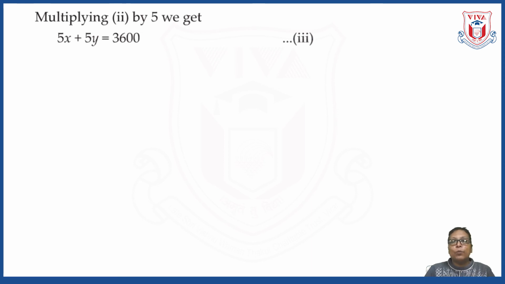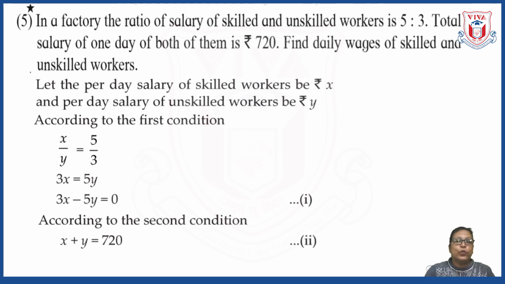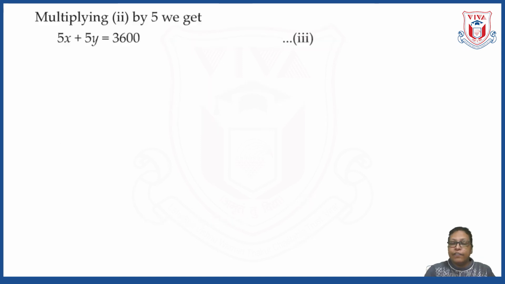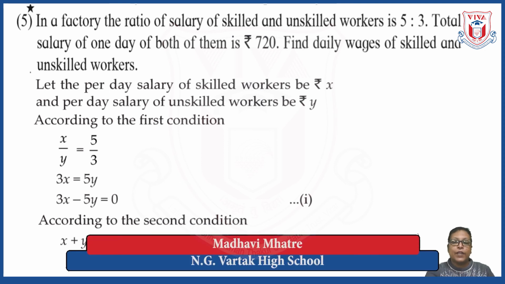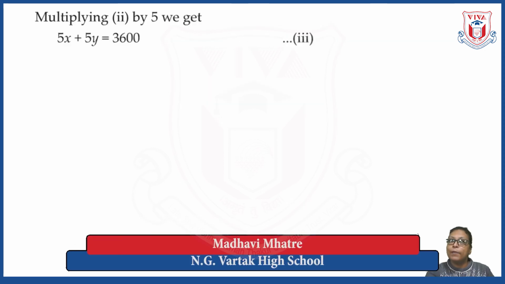Multiplying equation 2 by 5. When we multiply equation 2 by 5, see equation 2 is x plus y is equal to 720. So multiply everywhere by 5. So what we are going to get? 5x plus 5y is equal to 3600. Number this as equation number 3. Now, observe equation 1. There you have minus 5y and in equation 3 you have plus 5y.